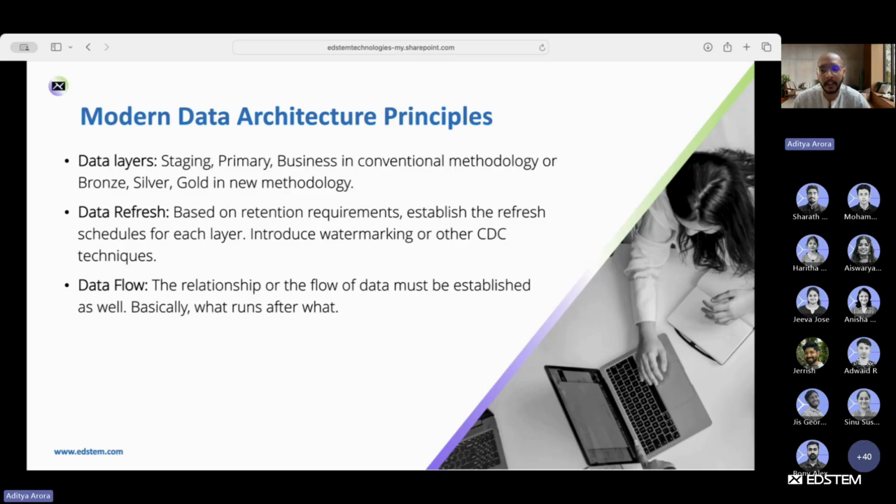Because if you want interdependencies, then you need to choose a tool and a process which can accommodate that. Okay. So layering comes first, then how you refresh between those layers comes second, and data flow is always there, because if you're creating the layers, you are also defining those dependencies as well.